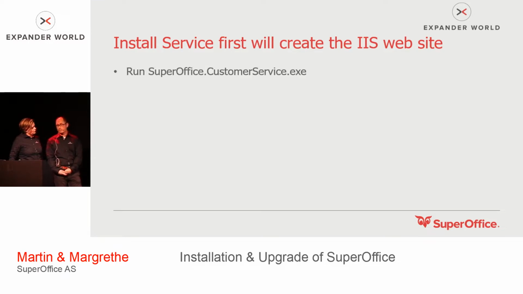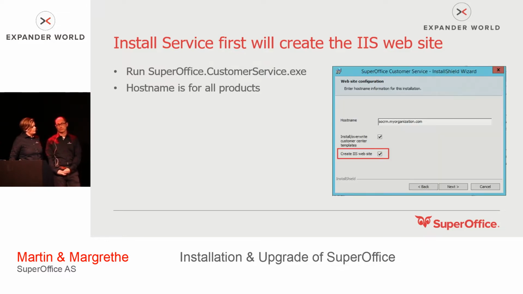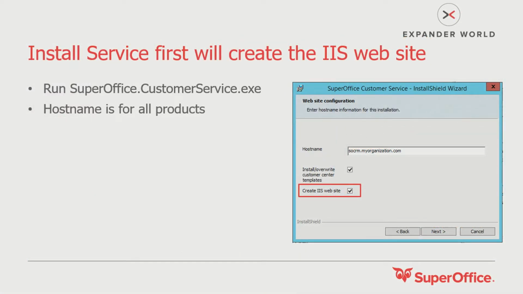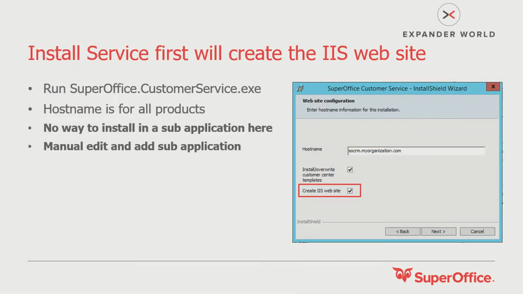And then if you install Service first, it will create the hostname for all products. If you leave the tick, it's ticked by default. So if you have it already, then just untick it. There's no way to install in subdirectories.